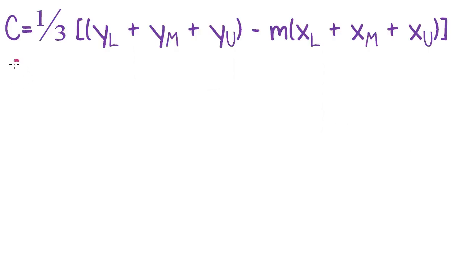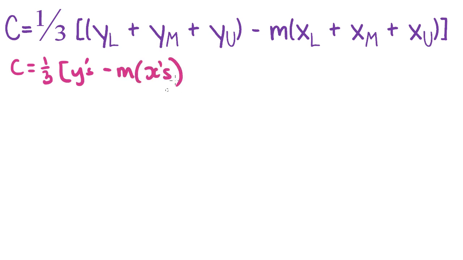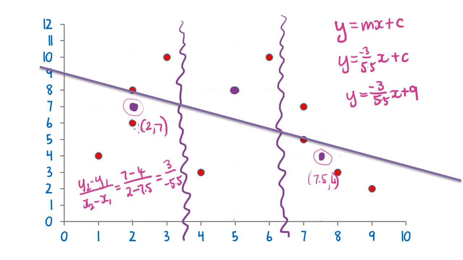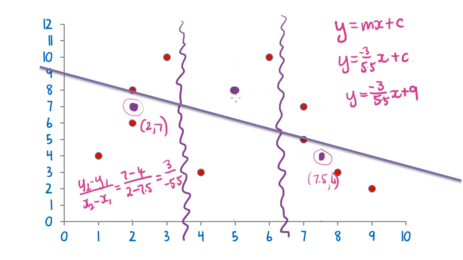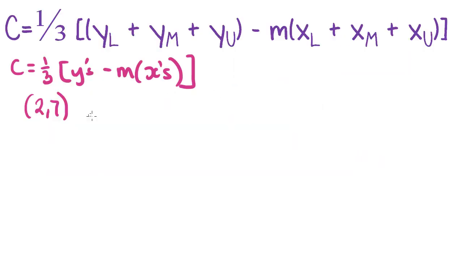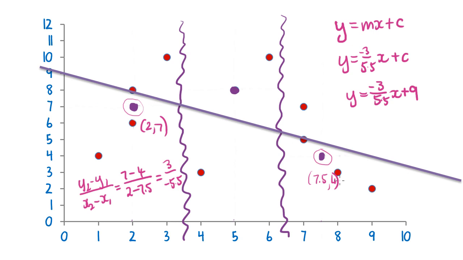Using the formula, c is going to be 1/3 of my y's added up minus m times my x's added up. So I need those coordinates so I can apply them to this formula. My first coordinate was 2, 7. The next coordinate here is 5, 8. And the third one was at 7.5, 4.